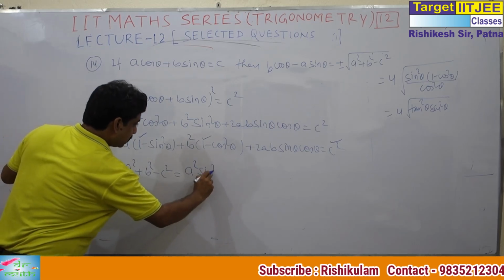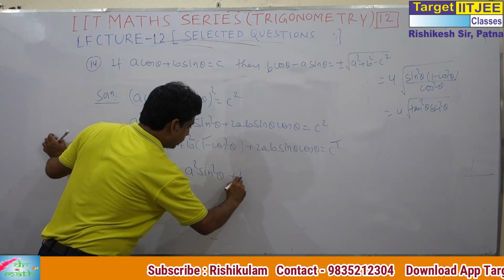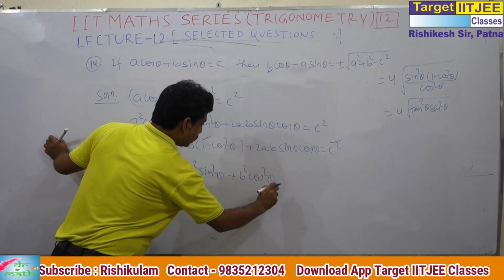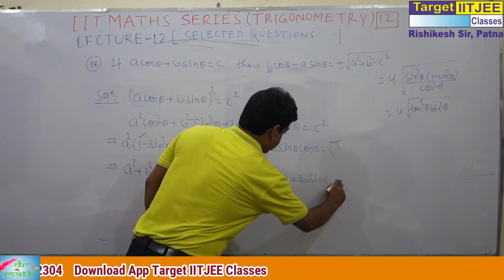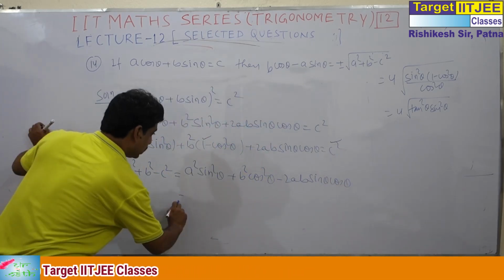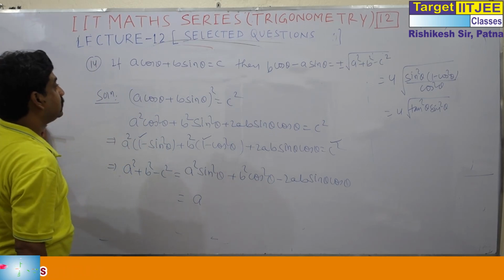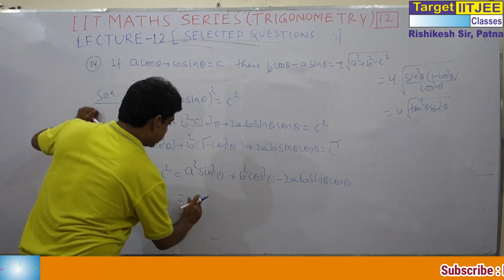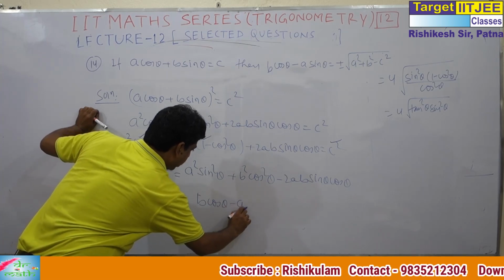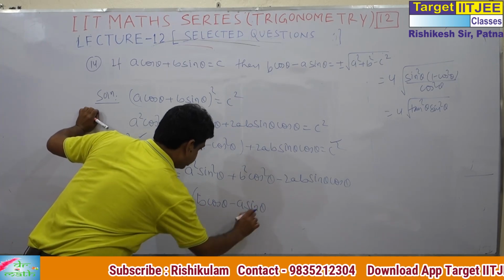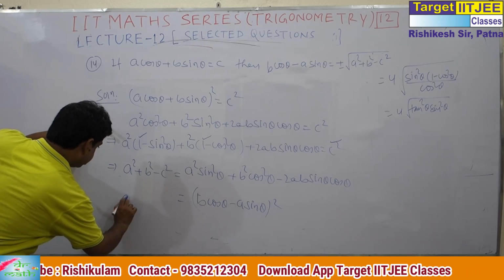A square sin square theta again goes to the right side. B square cos square theta minus 2ab sin theta cos theta. I will get the question. This is now a sin theta minus b cos theta, or you can say b cos theta minus a sin theta, whatever you say, whole square.